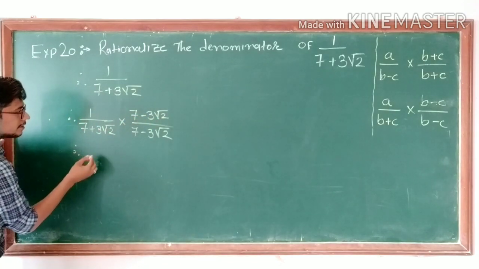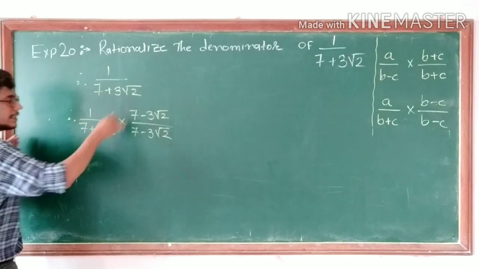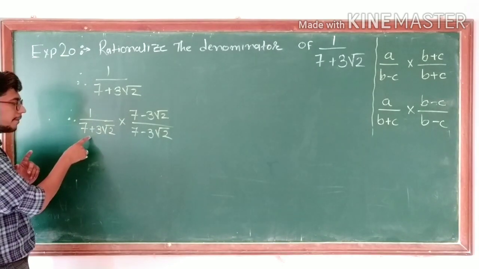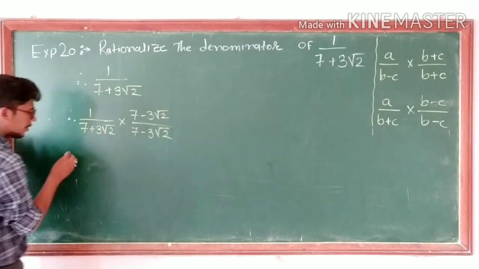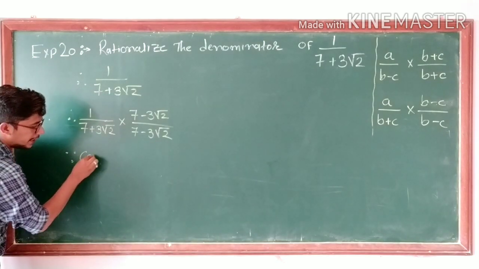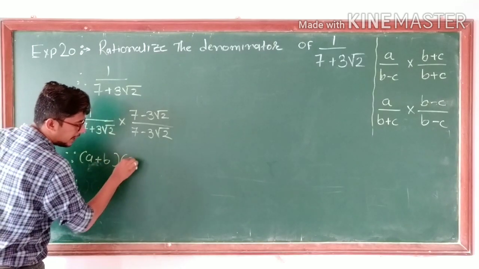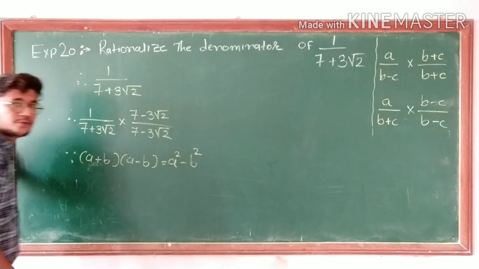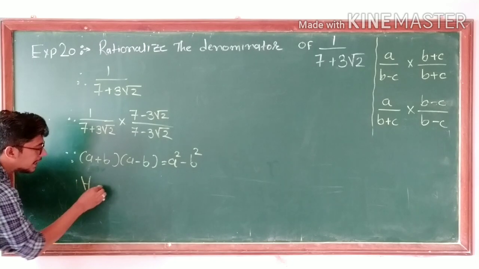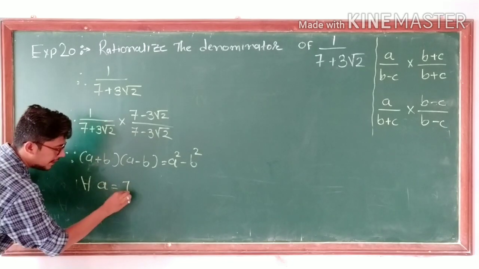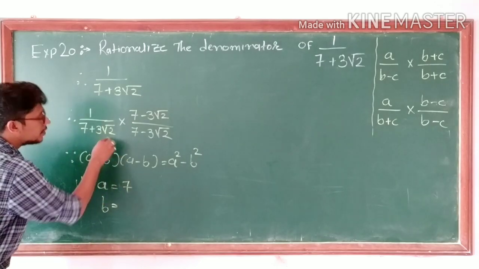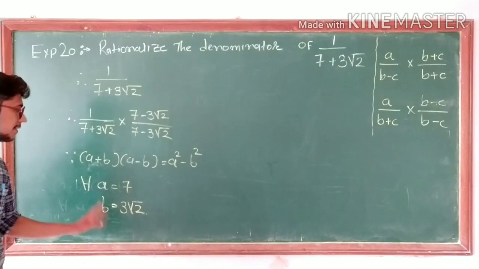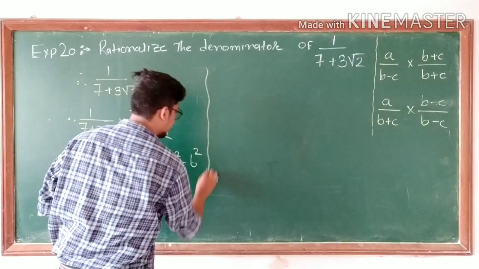Now 1 into 7 minus 3 root 2 will be as it is. It will be simple multiplication, there is no change. But here we have a plus b, a minus b, because a plus b, a minus b is equal to a square minus b square. Yes or no? Yes. Where a is equal to what? 7. B is equal to what? 3 root 2, 3 square root of 2. Yes or no? Yes. So a and b are given. So let me write in the next slide.